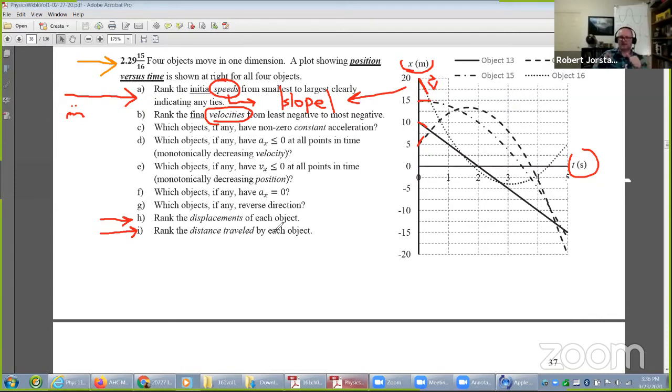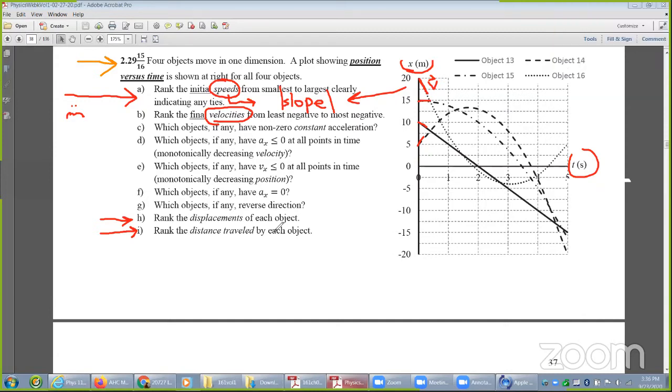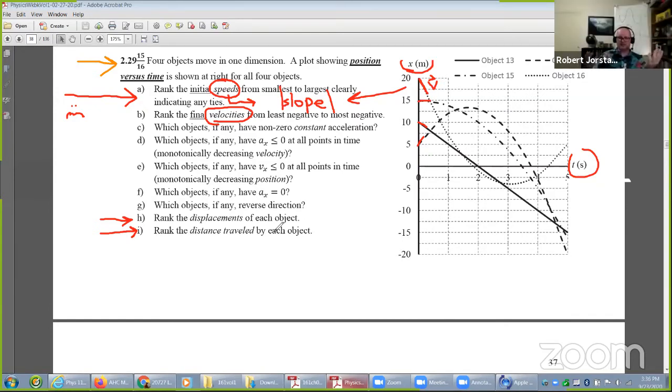read the graph, identify the type of graph, identify the correct set of rules, and then apply those rules correctly, being super, super picky about, did I say speed or velocity, distance or displacement, and so on. All right. And that only comes with practice. You cannot get this right without practice.